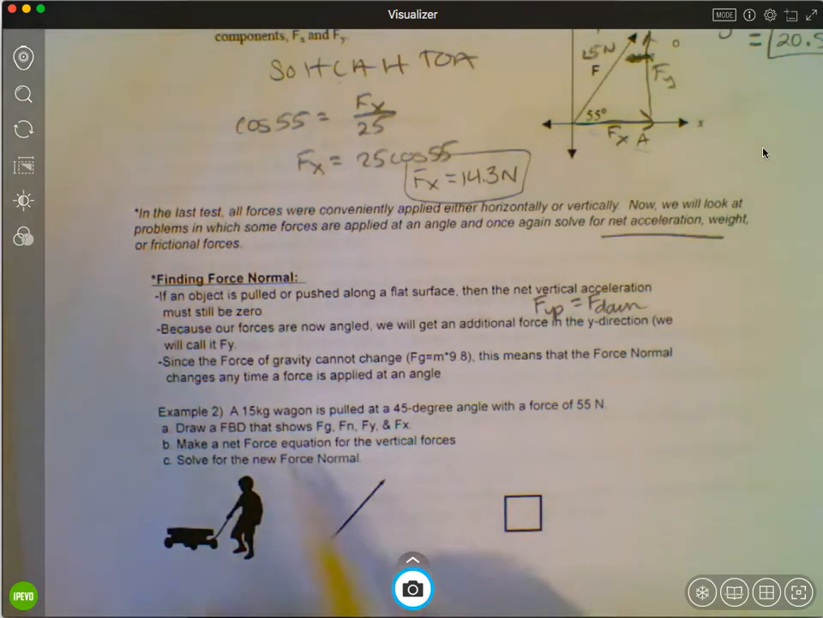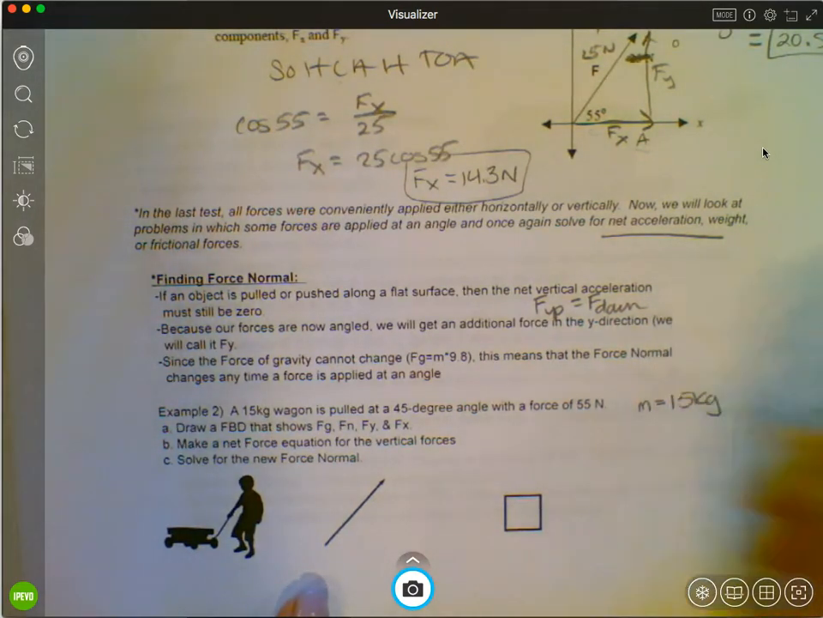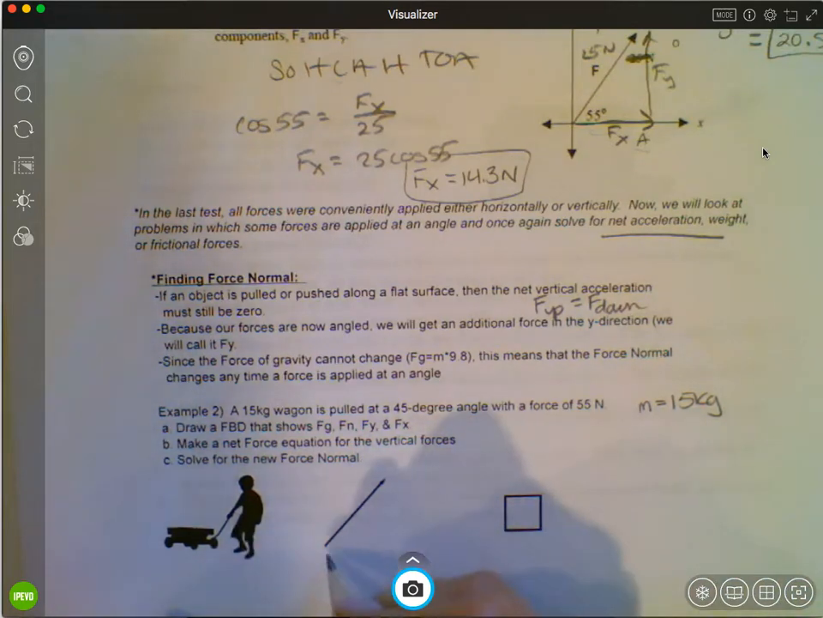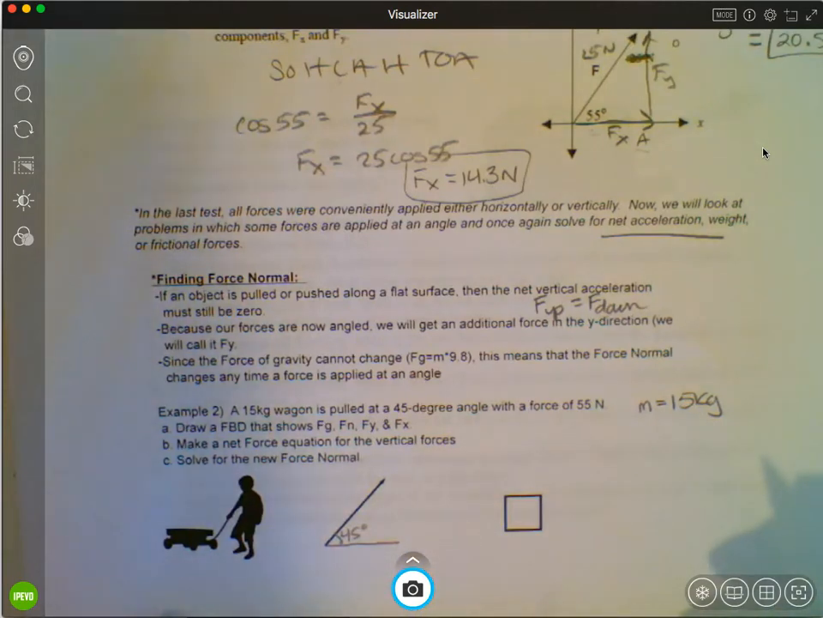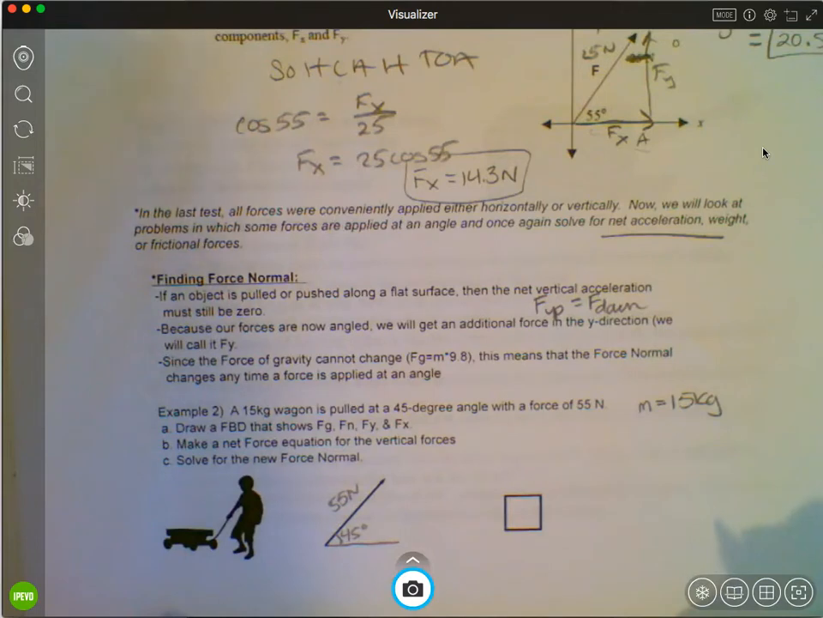So here's an example. A 15 kilograms, so there's the mass, is pulled at 45 degrees. So they're pulling here, and this angle is 45 degrees, with a force of 55 newtons. So I'm just going to go ahead and label that there.